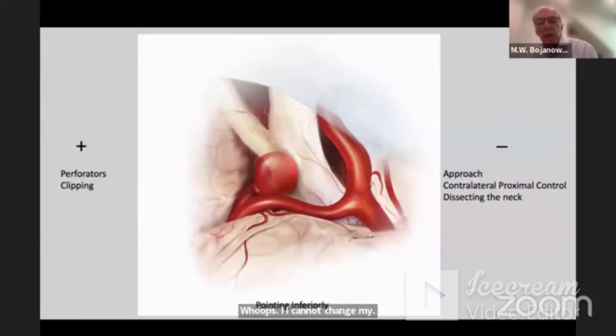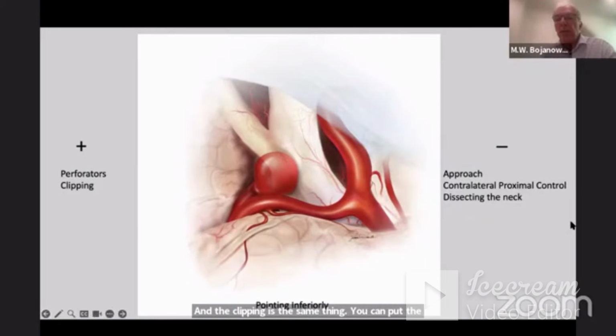Yes. Okay, so this is different for an aneurysm pointing inferiorly, as in this case. I'm sorry, I need to do something here. So in this case, the perforators are away from the neck of the aneurysm, which of course is positive for the surgeon, and the clipping is the same thing. You can put the clip, and there is less concern for the perforators. However, the approach is different.